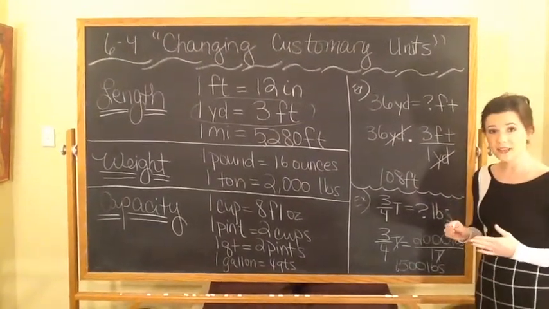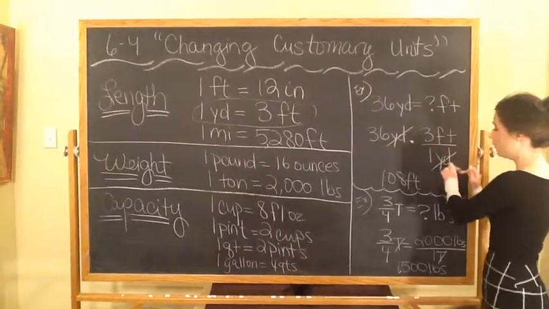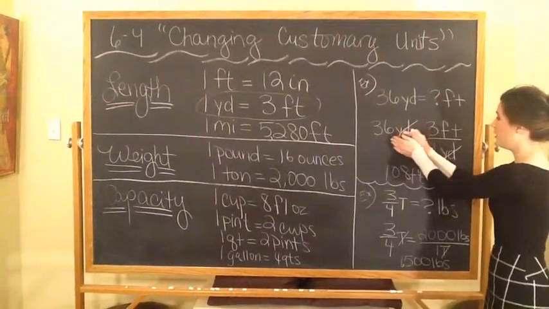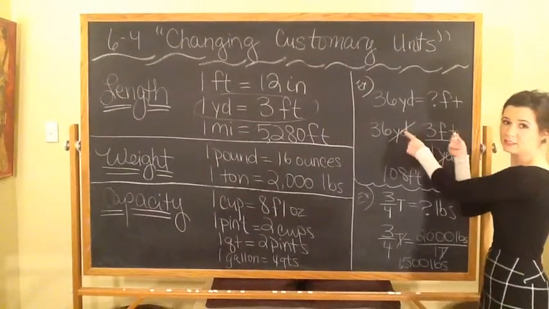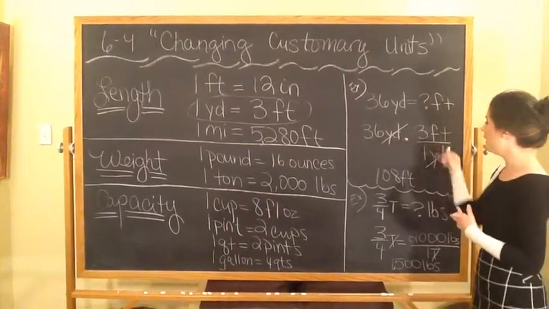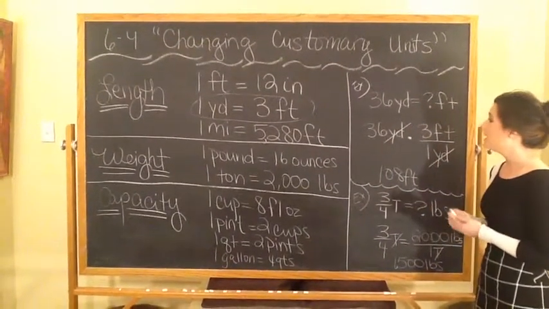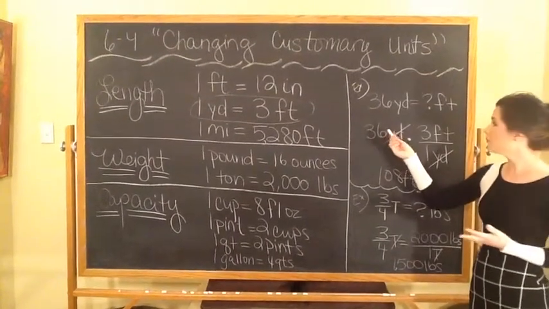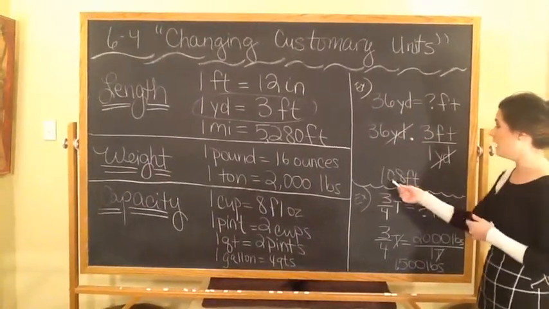By putting 3 feet over 1 yard, you can cancel out those yards. You can only cancel from the numerator to an opposite denominator. So if there were yards in the numerator of both, they wouldn't be able to cancel out. It has to be in the denominator to cross cancel. Then you multiply across and simplify, and you'll figure out that 36 yards is equal to 108 feet.